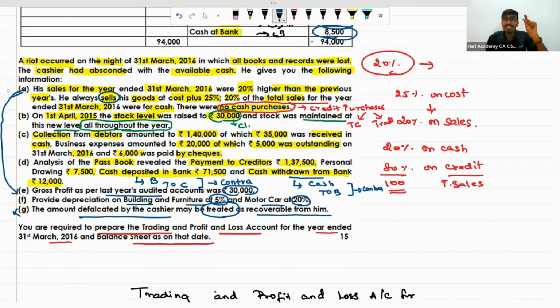A and E should be read together. You have studied in law, Section A should be read with Section B, or Section 15 should be read with Section 42. Like this you have learned. The same way, adjustment A should be read along with adjustment E.